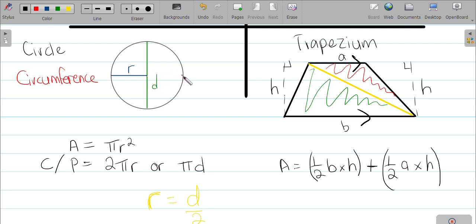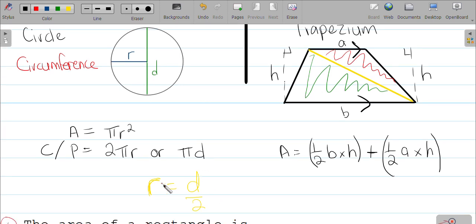However, it doesn't extend towards the other side of the circumference. So we can conclude that our radius is actually half the measurement of a diameter. That's what I said over here. The radius is equal to the diameter divided by 2. It's halved, okay?